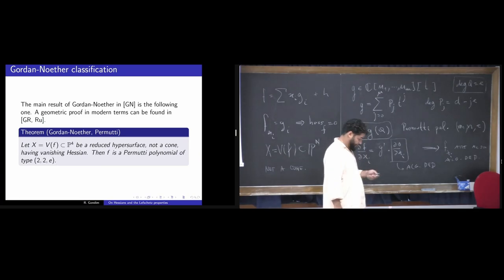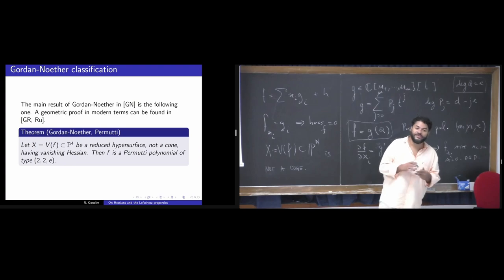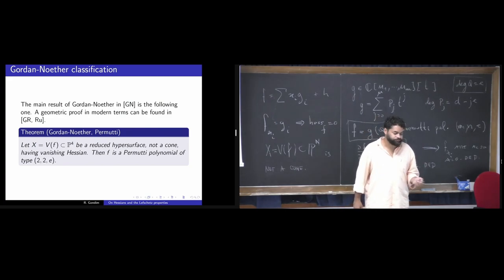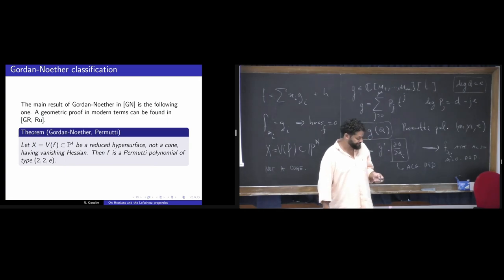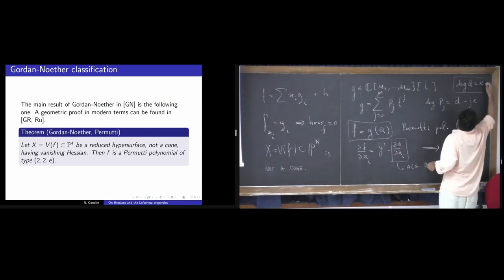that if X is a reduced hypersurface, not a cone, in P4, having vanishing Hessian, then up to projective transformation, F is a Perazzo polynomial of type (3, 2, e). So three variables x, two variables u, and degree e, for some e greater than or equal to 3, because it's a Perazzo polynomial.